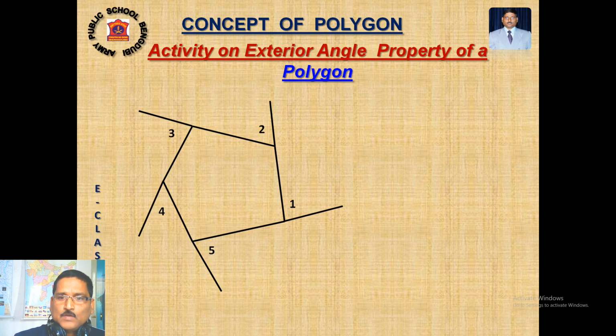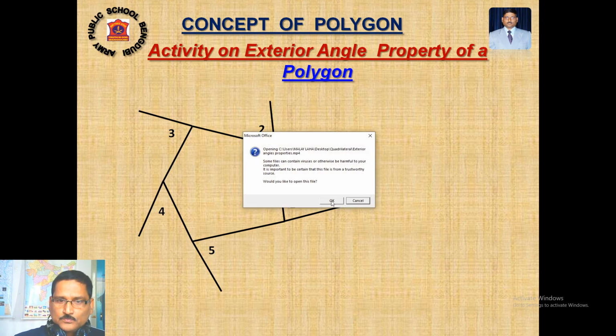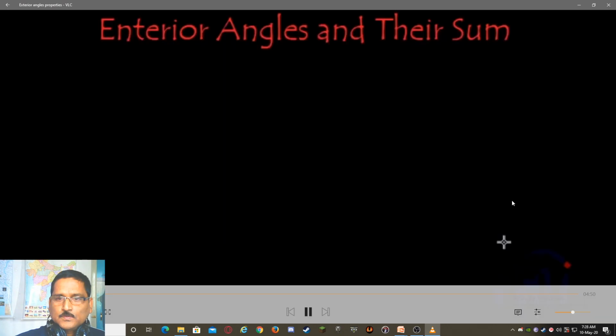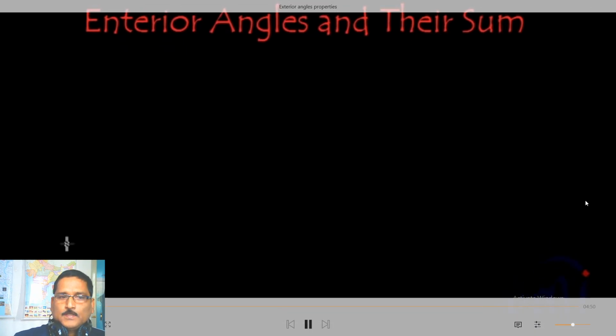I am showing one video clip. From here you will come to know how exterior angles, adding together, will form 360 degrees. Hi, so today we are going to find the sum of exterior angles of a polygon using a visual method. So for that I am going to draw a polygon.